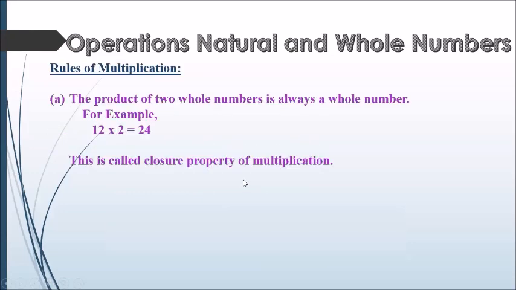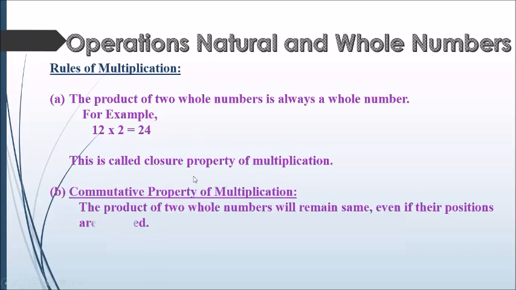Look, the closure property of multiplication: when you are multiplying two natural numbers or two whole numbers, the answer is always going to be a natural number or a whole number. Then we come to the commutative property, which was changing positions. The commutative property in multiplication is present. 12 multiplied by 5 is 60. If I change the positions of 5 and 12, 5 into 12 is also going to be 60.